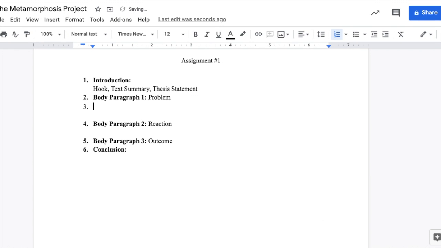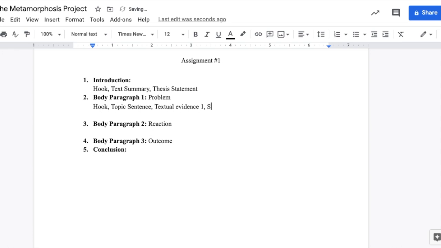The main five parts of the essay are the introduction paragraph, the three body paragraphs, and the conclusion. The main parts of the introduction are the hook, the text summary, and the thesis statement. Body paragraph one is your problem paragraph from the thesis statement.